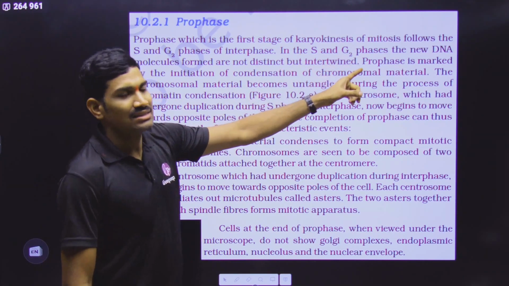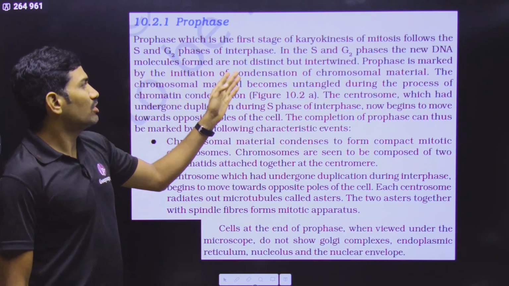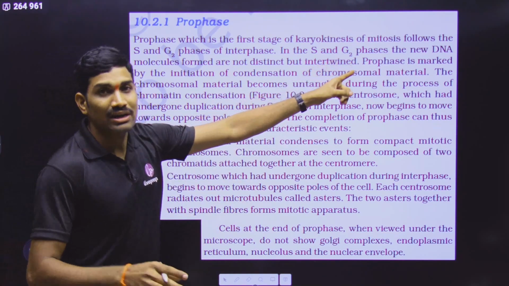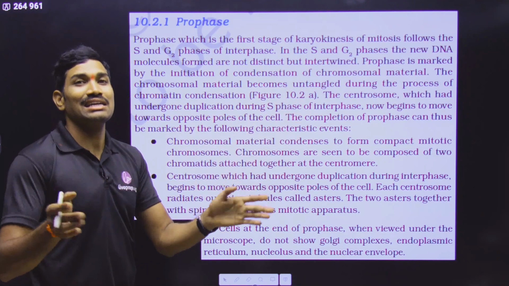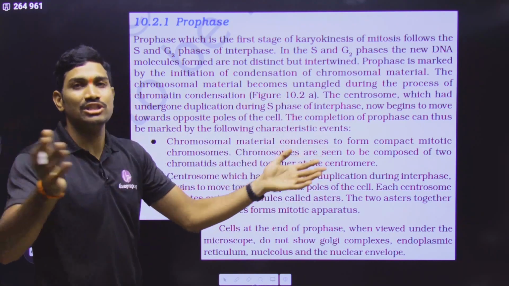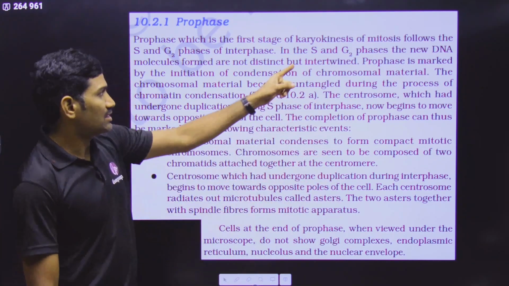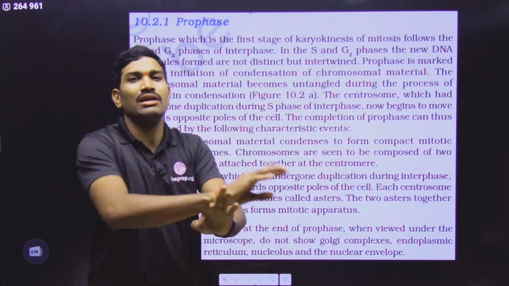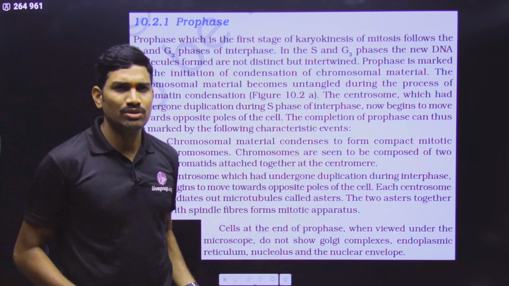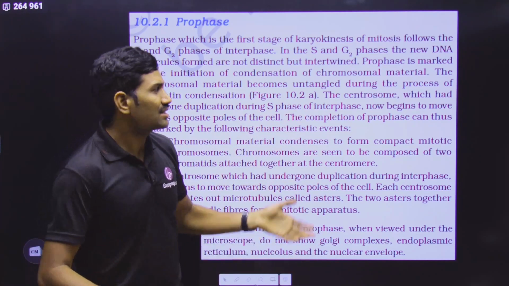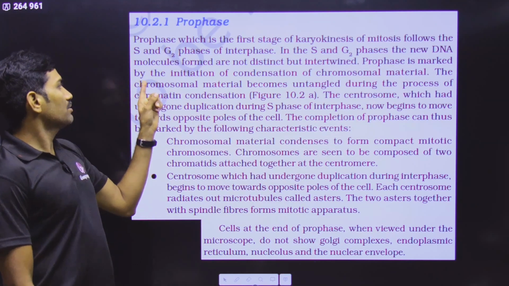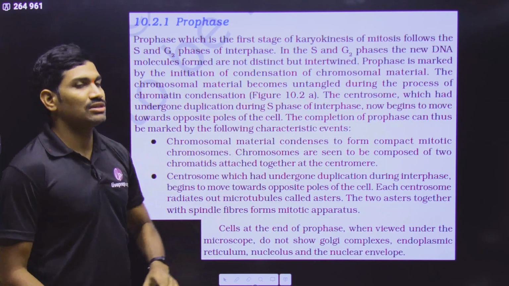Next one, in the S and G2 phases, the new DNA molecules formed are not distinct. What is the meaning of not distinct? S and G2 are interphase. Not distinct means not clearly visible, thread-like. They are distributed like a network. That's how they are present. But intertwined means they are coiled like this, because they are randomly distributed. They are present like a mesh-like structure. That's why intertwined.